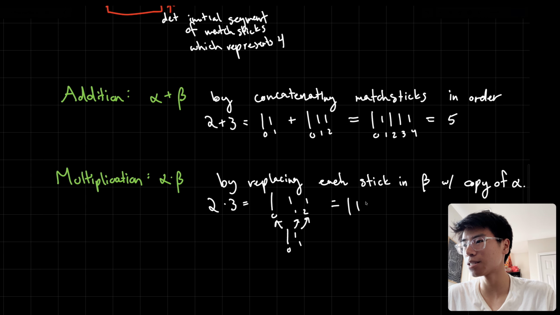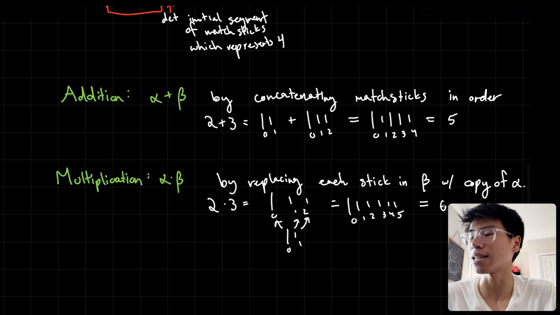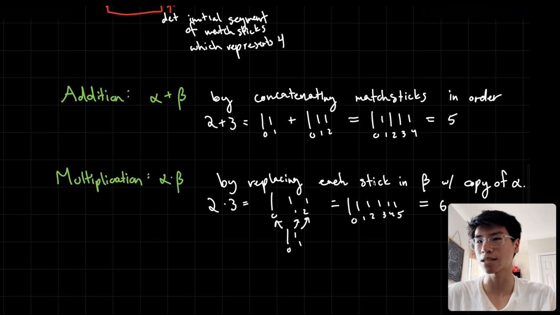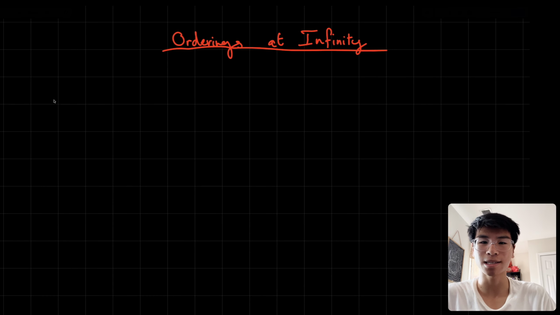So now we have 6 matchsticks in order when we replace it. And that comes out to be the initial segment determined by 6. This is the set that represents the ordinal number 6. So perfect, we have multiplication. Like in the cardinal case, things are pretty boring when we consider only finite sets. So let's take a look at infinity.